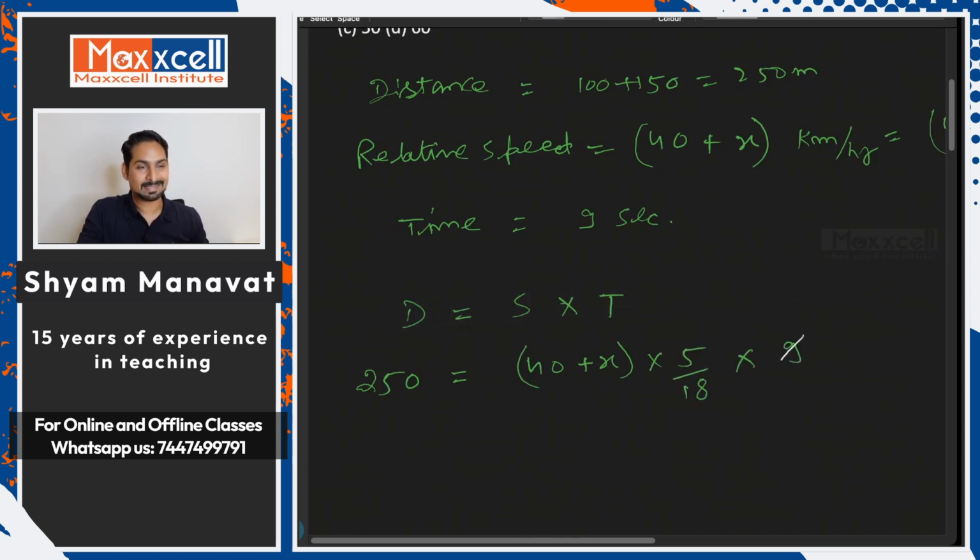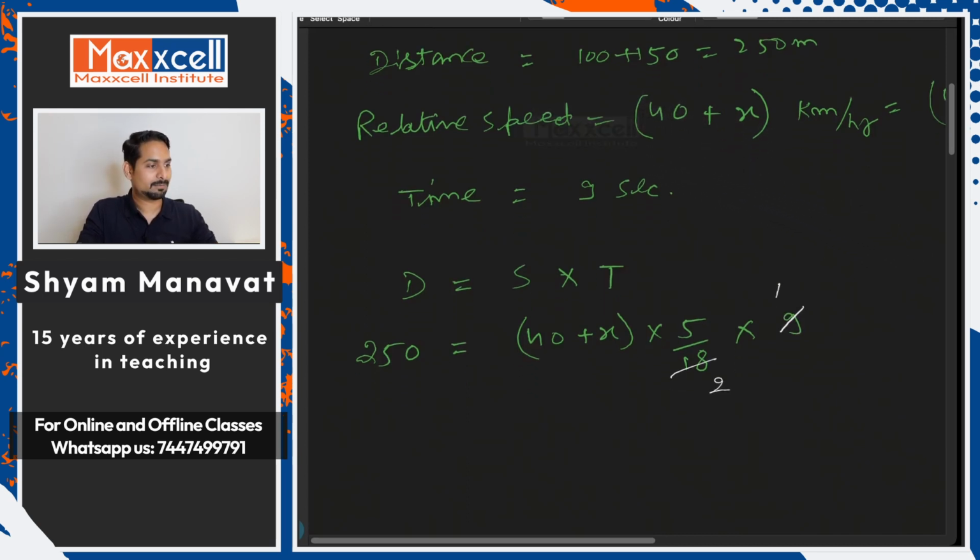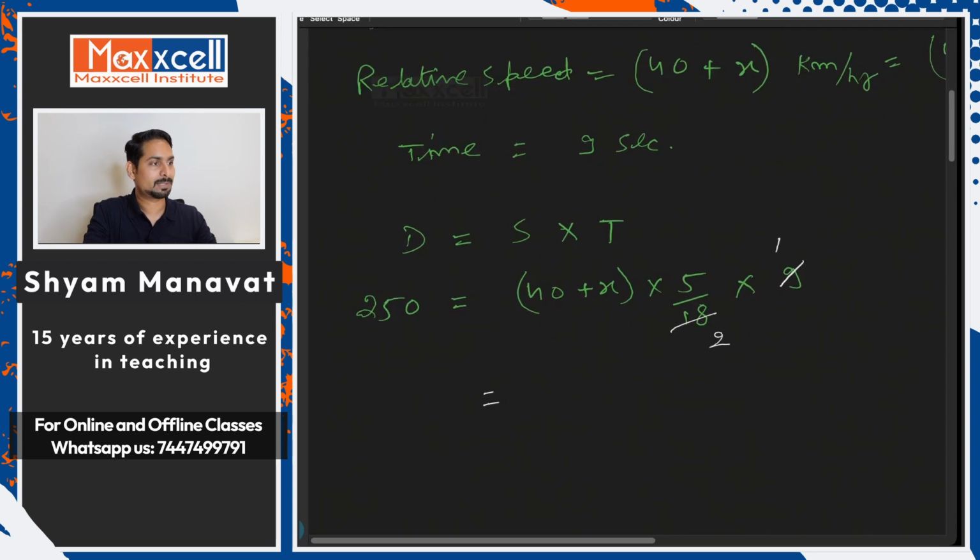Can I cancel this 9 with 18? So 9 ones are 9, 9 twos are 18. All right, now if I cross multiply here, before that, do you mind if I cancel this 5 with this? Is it confusing? No problem. Let me take the 5 to the other side and then cancel. It's one and the same thing.